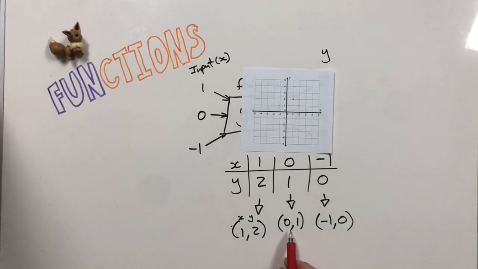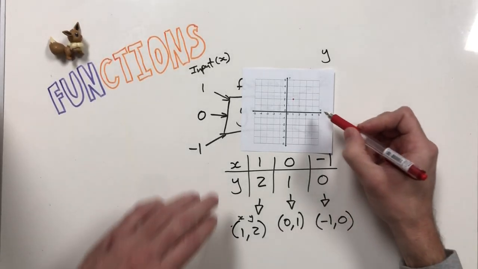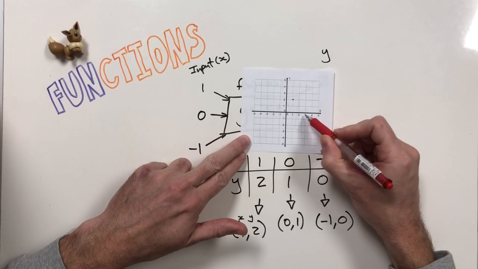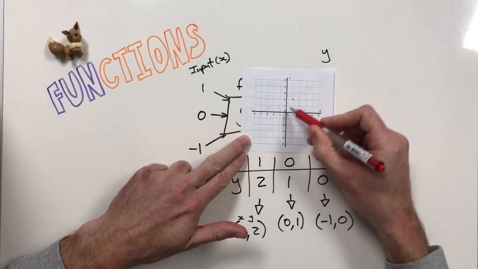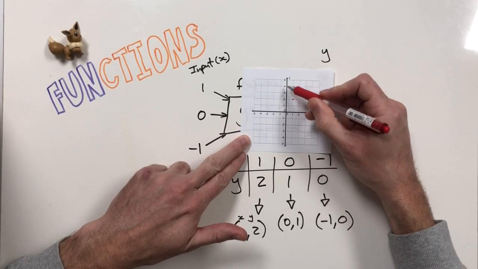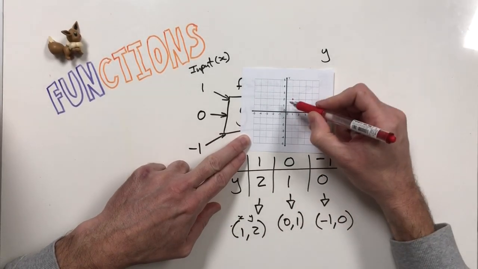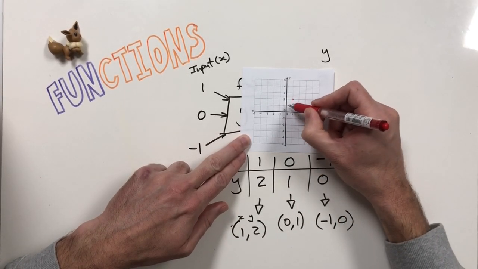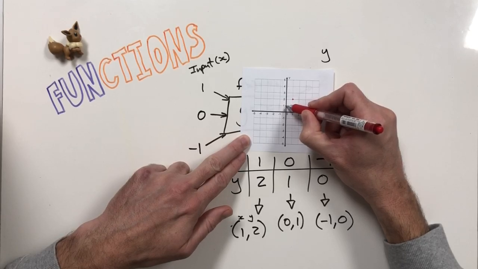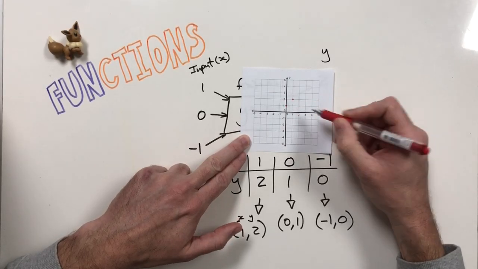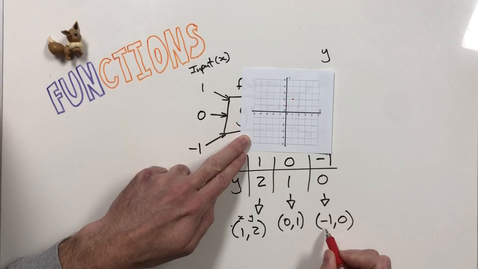The next one here we have x is 0. So if I look here, x is 5, 4, 3, 2, 1, 0. So everywhere here on the y-axis, x would be 0. And then my y value would be 1. So y is 0, 1 there. So this would be my second coordinate.